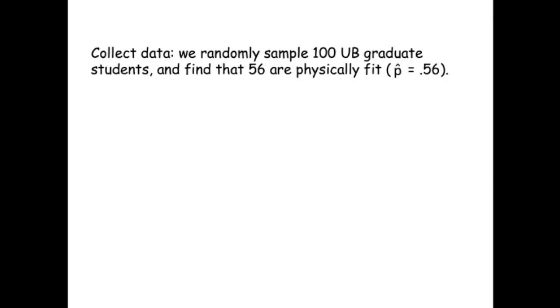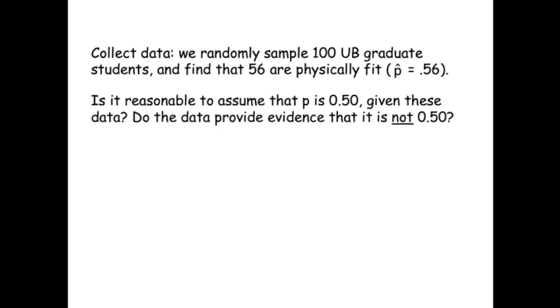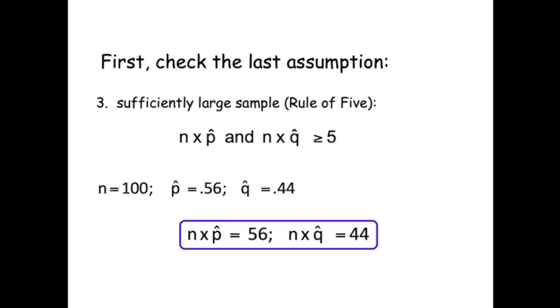We collect our data and find that 56% of the sample are physically fit. Is it reasonable to assume that the true proportion of graduate students who are physically fit is 0.5, given our data? Or do the data provide evidence against the null hypothesis? Let's find out. First, we need to check the last assumption, which has been met.